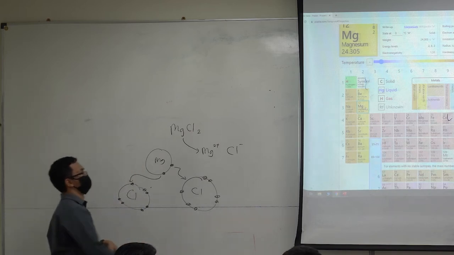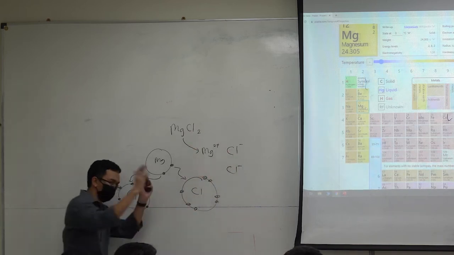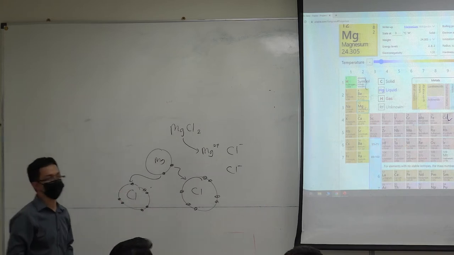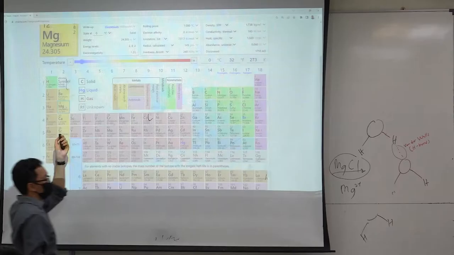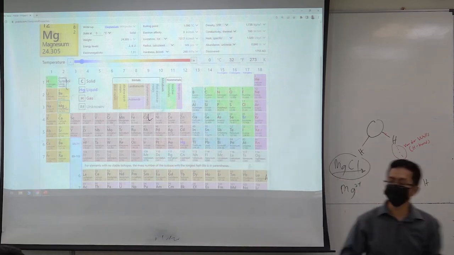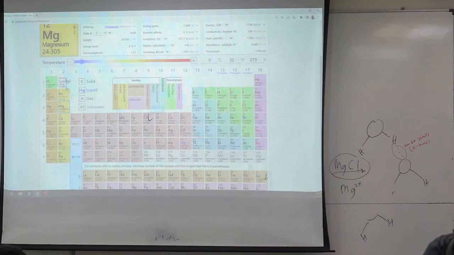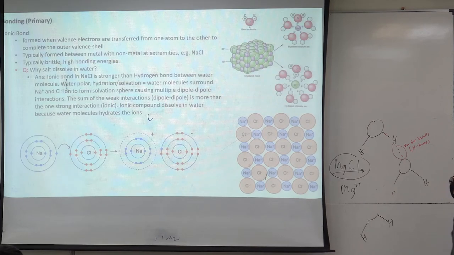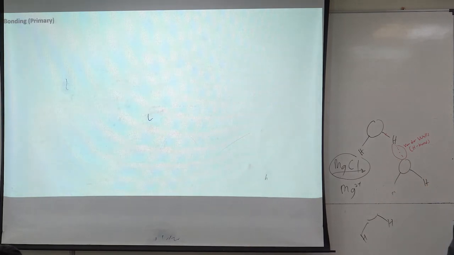Okay? Minus. So basically there are more chloride inside the water than magnesium. Okay, so that's how you need to make sure also the valence electron. The concept of valence electron is the most important in the ionic bond. Okay, done. We go here.